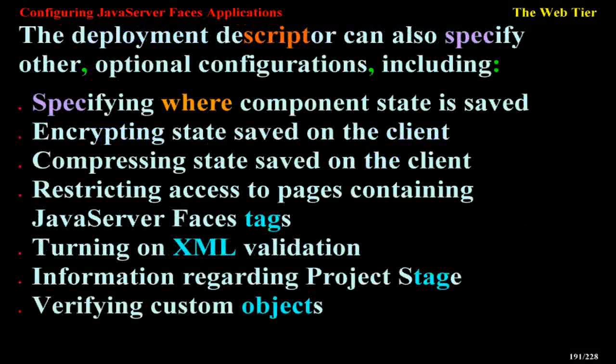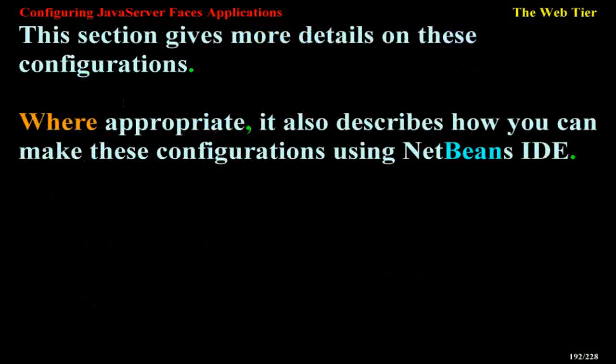The deployment descriptor can also specify other, optional configurations, including specifying where component state is saved, encrypting state saved on the client, compressing state saved on the client, restricting access to pages containing JavaServer Faces tags, turning on XML validation, information regarding project stage, and verifying custom objects. This section gives more details on these configurations. Where appropriate, it also describes how you can make these configurations using NetBeans IDE.